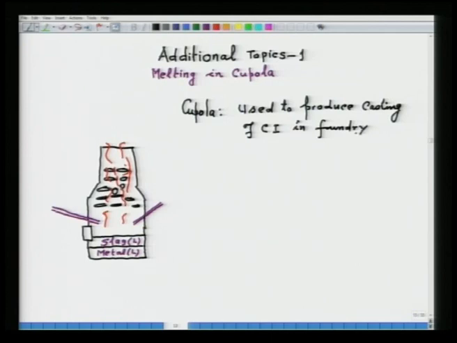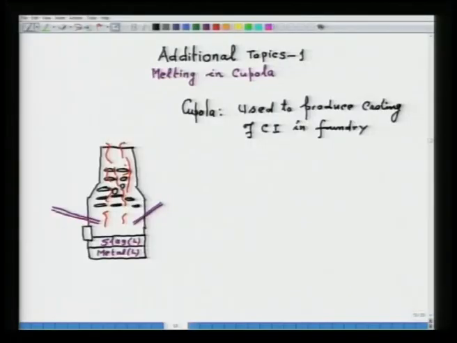In construction, it is not like blast furnace, not that tall, because it just has to melt, no reduction is going on. So, the diagram which I have shown here is a schematic diagram of a cupola. Now, in the cupola, this region is called stack, and from the periphery of the cupola air blast is introduced. This is also air blast.